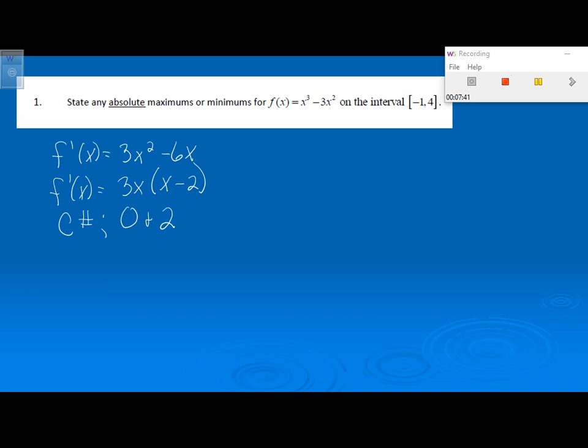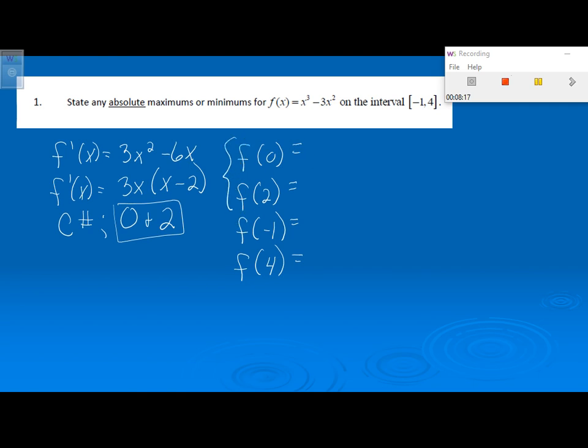Now, something happens at 0 and 2. We just need to see if they're a maximum or a minimum. Now, before I move on, I need to ask this question. Are the numbers 0 and 2 both in the interval that we're worried about? And in this case, the answer is yes. So my next step is I need to find f of 0, f of 2, f of -1, and f of 4. So guys, calculus gave me those 2 answers, the 0 and the 2. The endpoints may or may not contain my largest or smallest value.